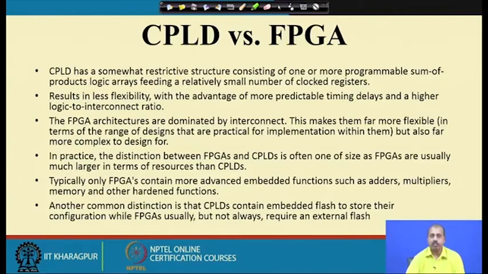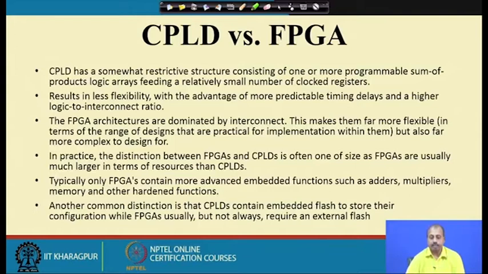Overall, CPLD capacity is less compared to FPGA. As a result, CPLD has less flexibility, with the advantage of more predictable timing delays and a higher logic to interconnect ratio. So, it is less flexible, but at the same time the timing delays that will occur are predictable. Even if this logic is implemented in the programmable part, the distances between those points, or the lengths of the wires, are predictable.